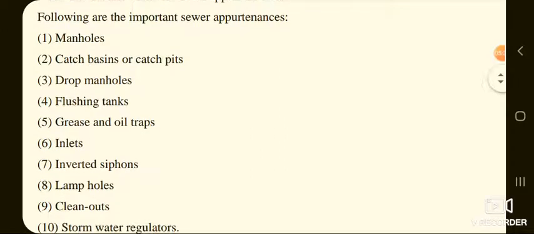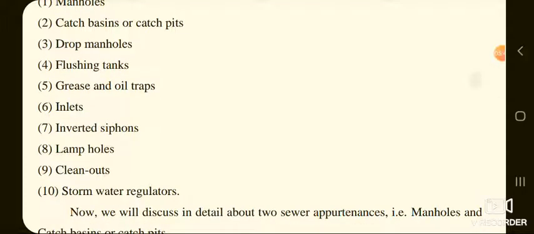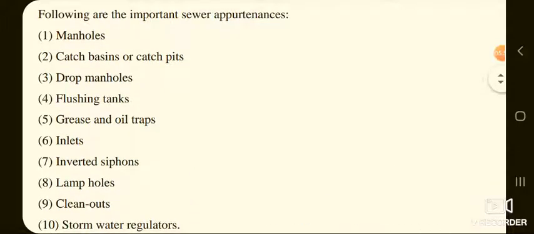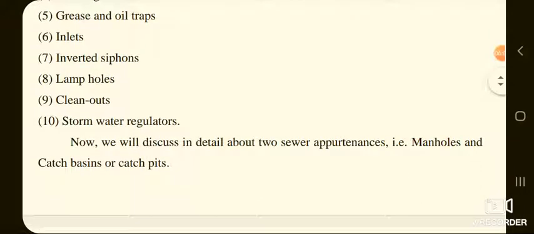A few of the important sewer appurtenances are manholes and catch basins, which are also called catch pits. Third one is drop manholes. Fourth one is flushing tanks. Fifth one is grease and oil traps. Sixth one is inlets. Seventh one is inverted siphons. Eighth one is lamp holes. Ninth one is cleanouts. Tenth one is storm water regulators. As per your syllabus, we will discuss in detail two sewer appurtenances, that is manholes and catch basins, which are also called catch pits.